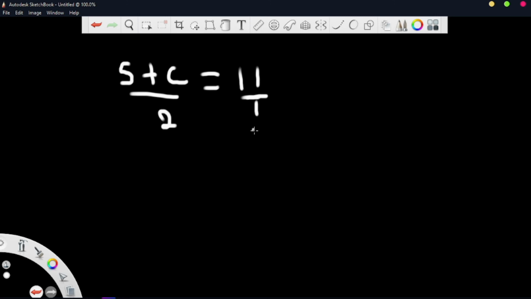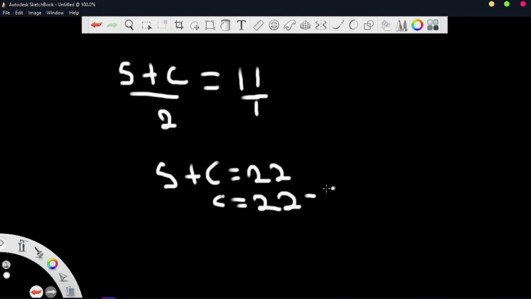So this is basically how you do this. I'm going to put this over 1 and multiply that side. I'm going to have my 5 plus c, and then I'm going to get 22, and then my c will be equal to 22 minus 5, which should be 17 if I'm not mistaken. Yeah, 17. So this is how we work through that problem.